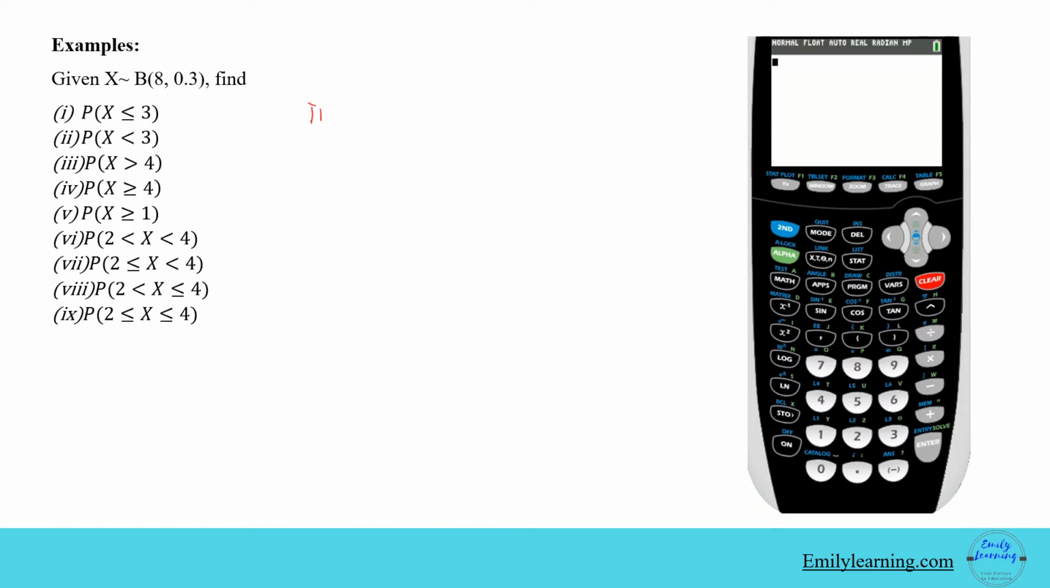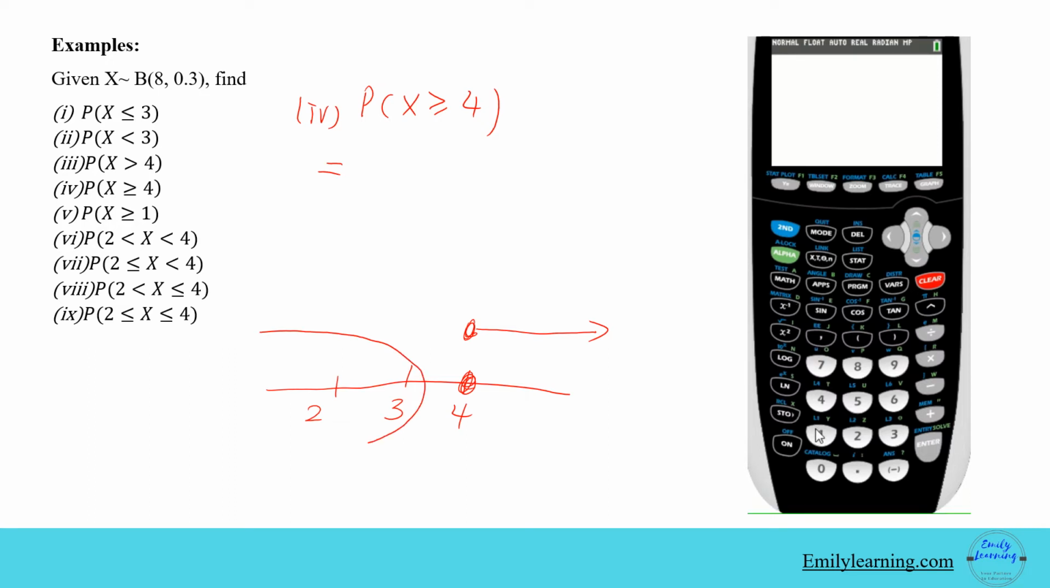So P(X ≥ 4). If I draw the number line, I want 4, right? So I'm interested in 4 and beyond. And we want to find 1 minus the rest. So I do not want anything starting from 3 downwards, so it's 1 minus P(X ≤ 3) using the graphic calculator. So basically, type 1 minus, and then go to second, vars.